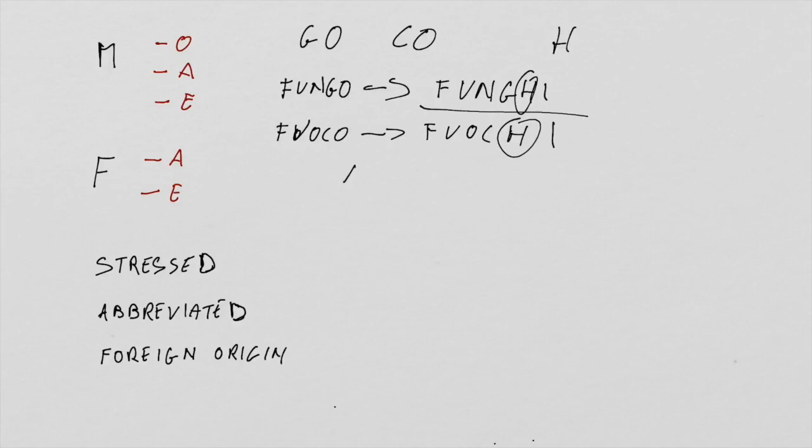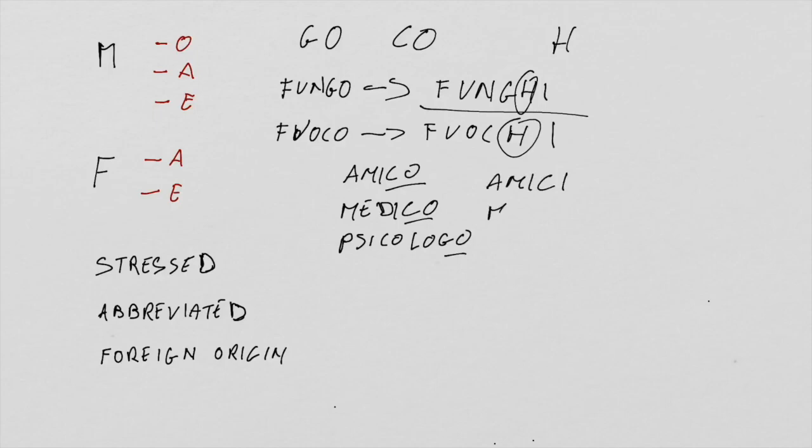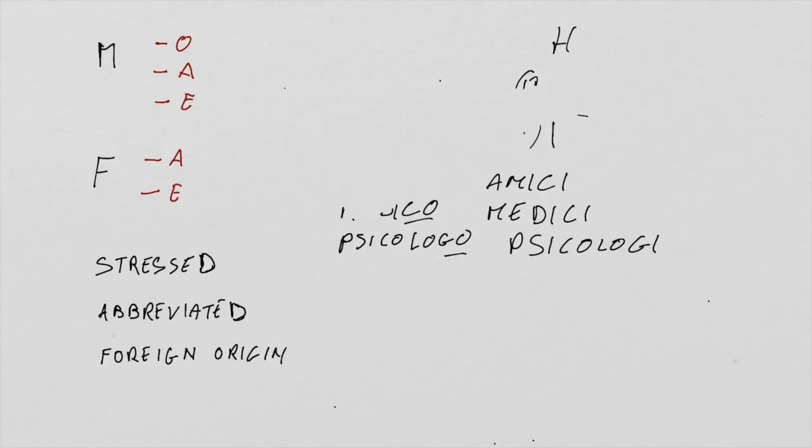So a word like amico, or a word like medico, that is another way to say doctor, and psicologo, you see all of them end in co or in go, and so they should acquire an H, but they don't. So the plural will be simply amici, medici, and psicologi.